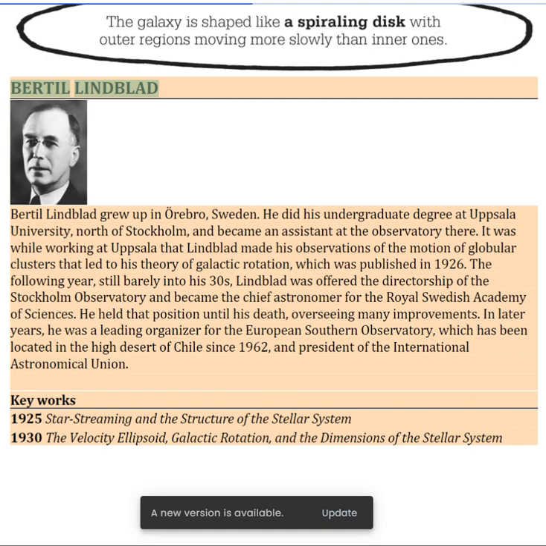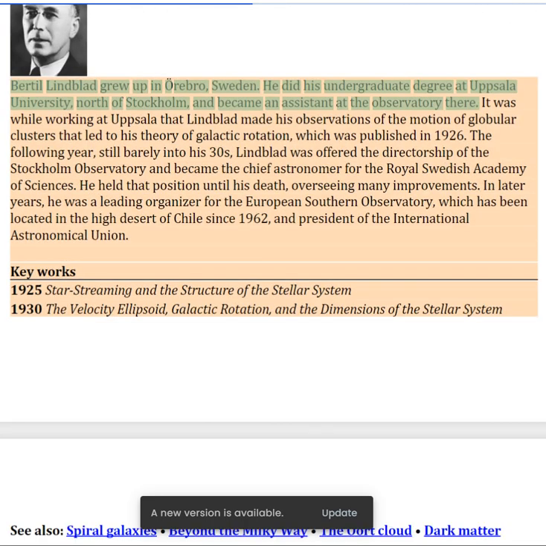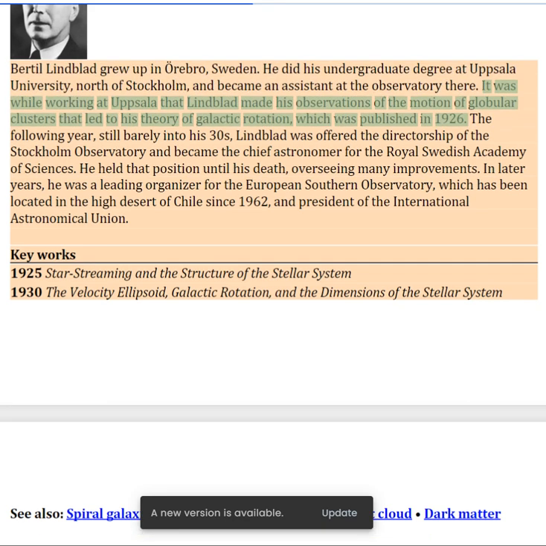Bertil Lindblad. Bertil Lindblad grew up in Örebro, Sweden. He did his undergraduate degree at Uppsala University, north of Stockholm, and became an assistant at the observatory there. It was while working at Uppsala that Lindblad made his observations of the motion of globular clusters that led to his theory of galactic rotation, which was published in 1926.